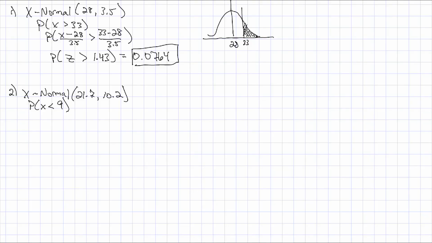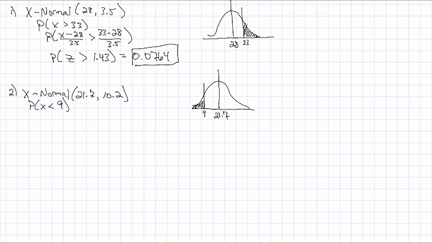Question number 2 tells us that the population has a mean of 21.7, standard deviation of 10.2, and we want to know what's the probability that we'd get a value that's less than 9. Again, it helps to draw a diagram. So our normal curve is centered at 21.7. We are interested in finding the area under the curve to the left of 9.